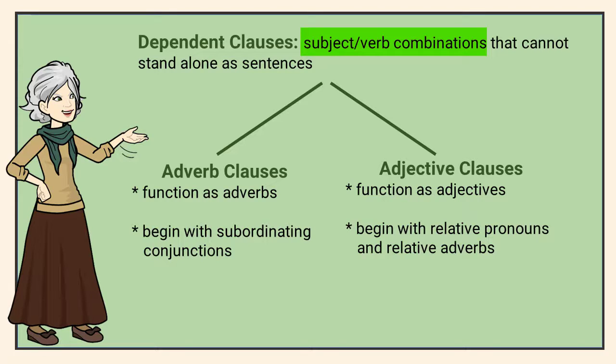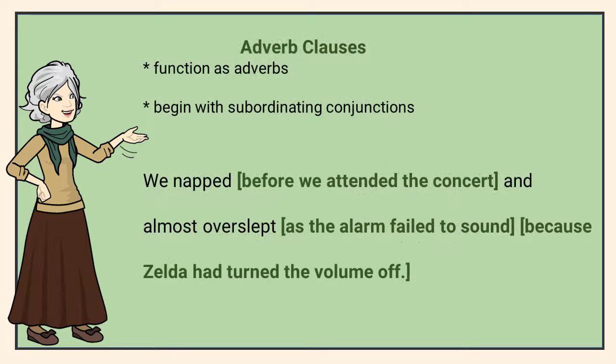This three-part video series focused on adjective clauses in depth. So let's review the adverb clauses. The independent clause in this sentence is, we napped and almost overslept. The first dependent clause here begins with the subordinating conjunction before and modifies napped, telling when. The second dependent clause begins with the subordinating conjunction as, and also tells when to the verb it follows, overslept.